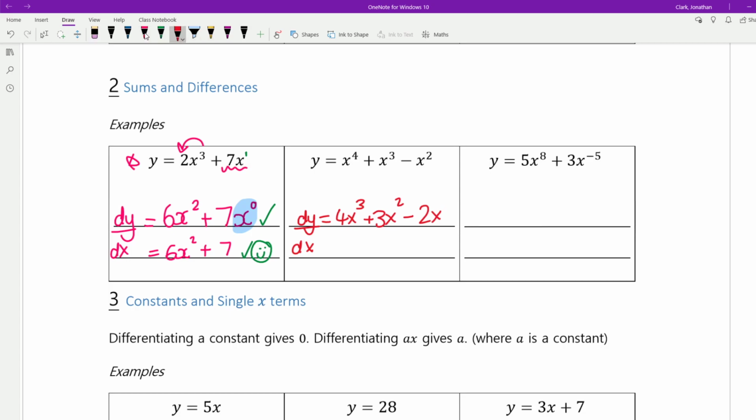For the last one, multiply the 8 by the 5 to get 40. Take 1 off the power to get x to the 7. Here, we're going to have minus 5 interacting with plus 3. Minus 5 times 3 is minus 15. And if I take 1 off the power, I'm going to go further into negatives and get minus 6 out there.